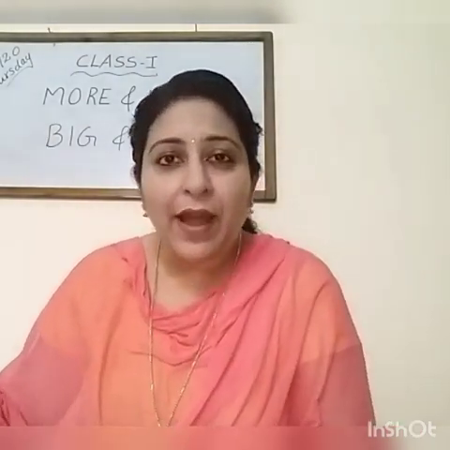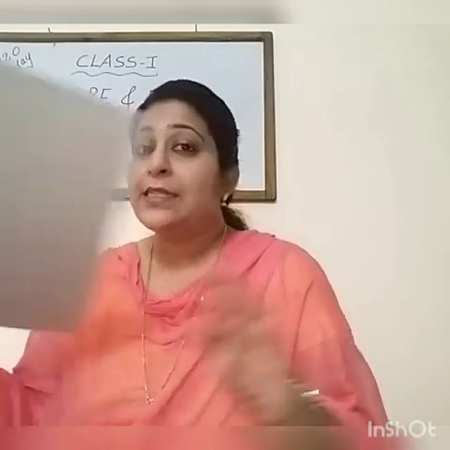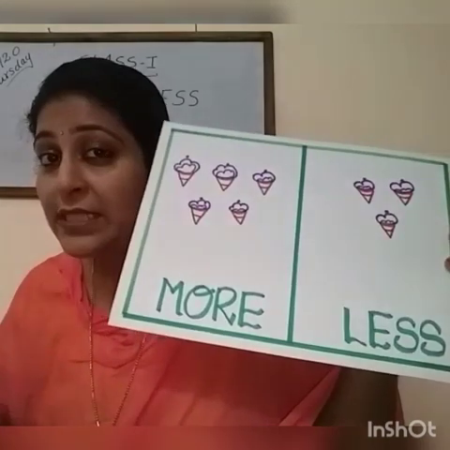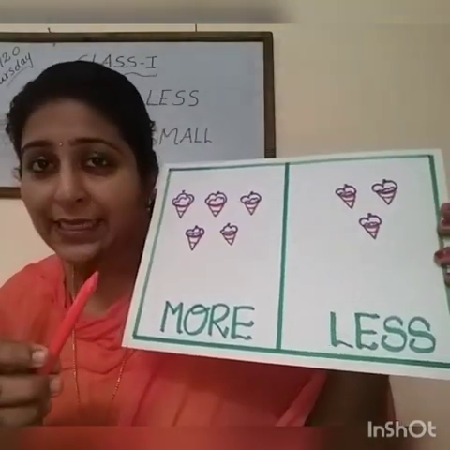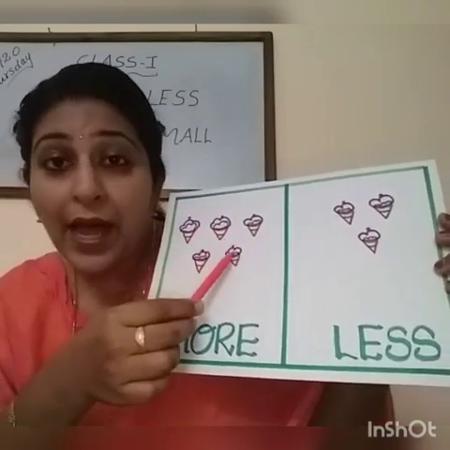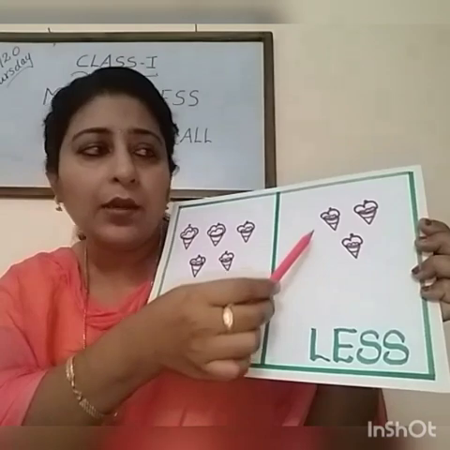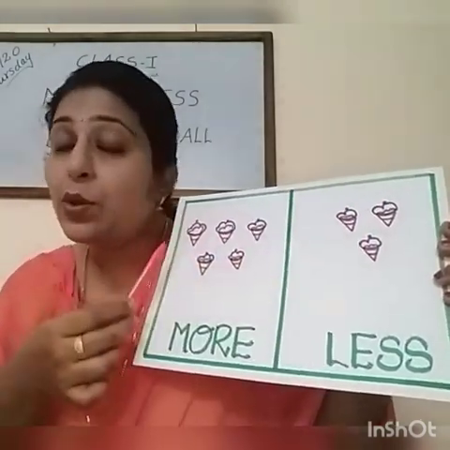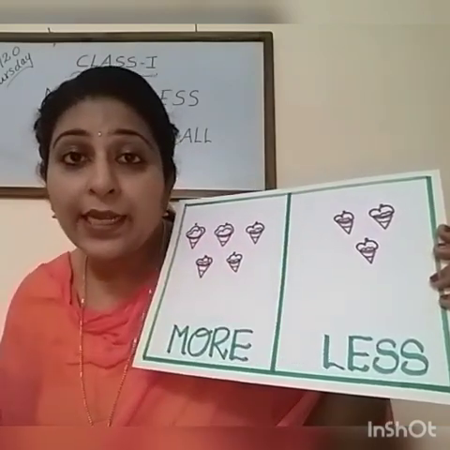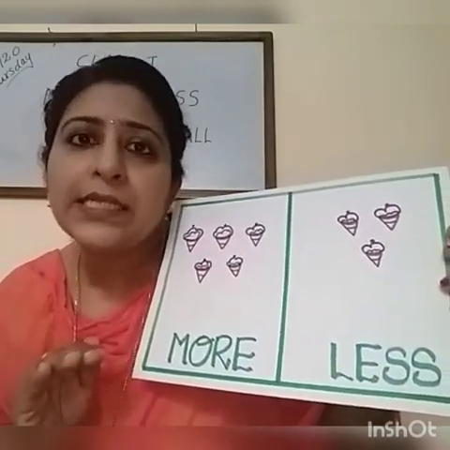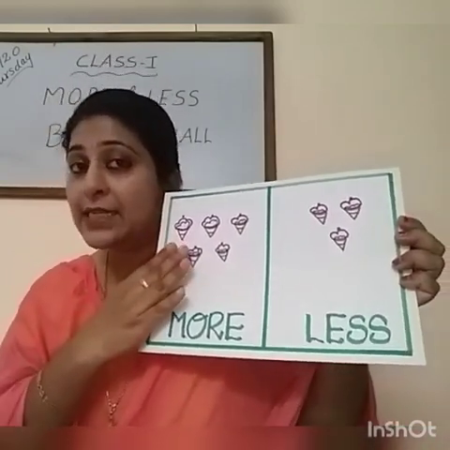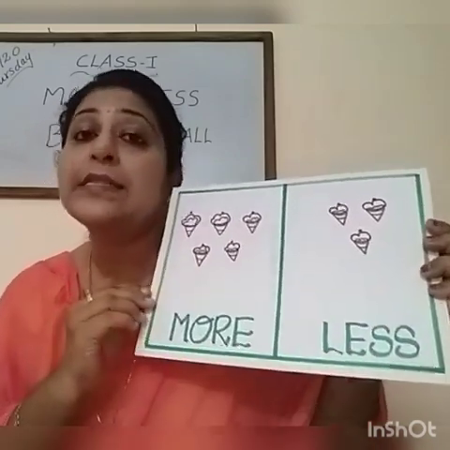Yes, that's a picture of ice creams. See, there are two set of ice creams. Which is more, which is less? Let us count and see. Count 1, 2, 3, 4, 5, isn't it? And here 1, 2, 3. So in the first set there is 5 and in the second set there is 3. Which is more? Which is less? Can you say, children? Yes, the first set is more and the second one is less.